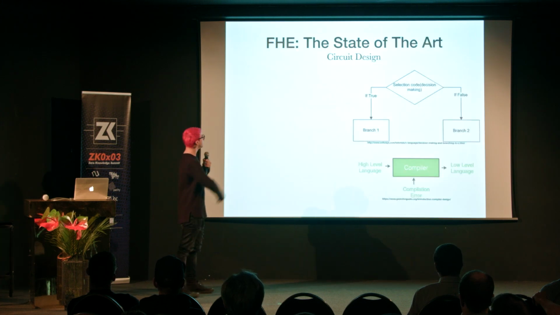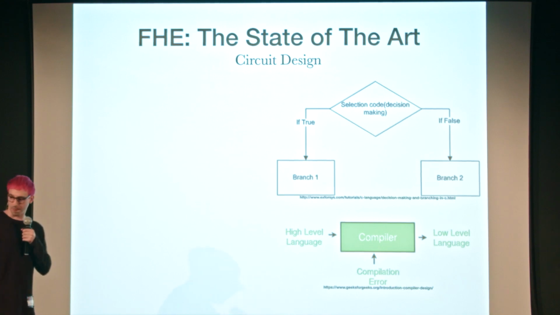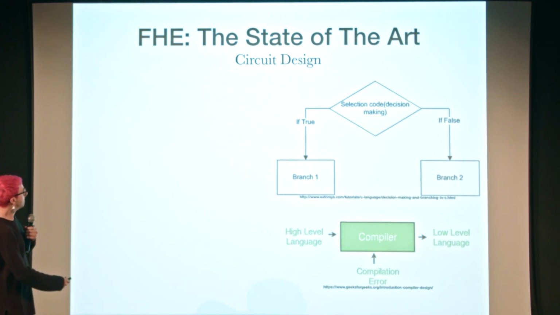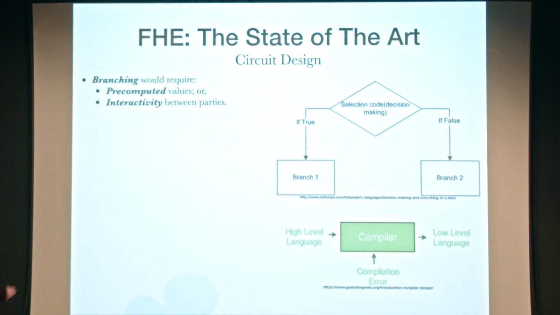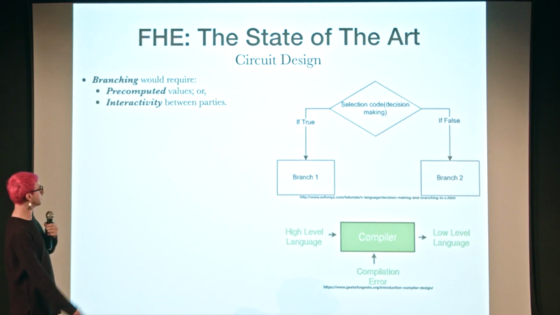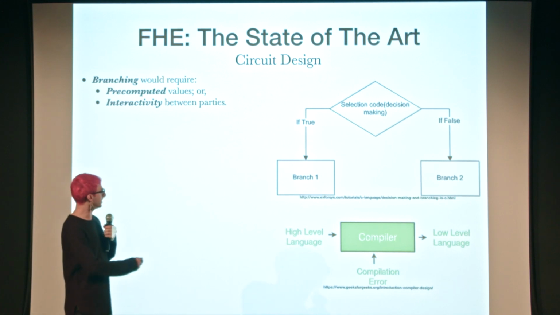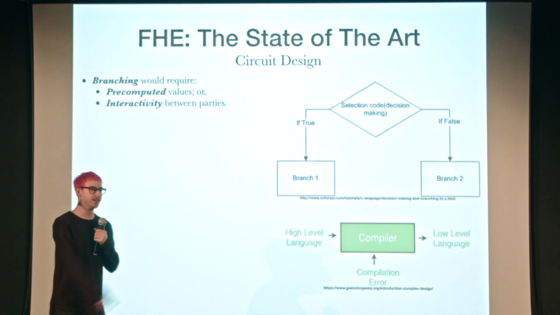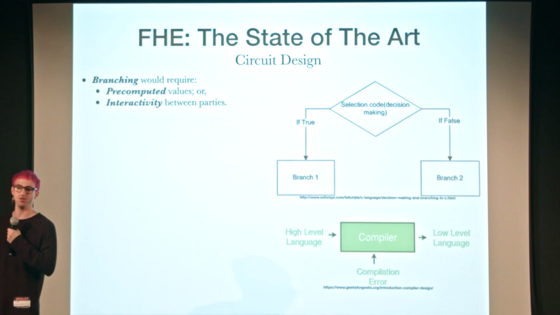So we'll go into circuit design. Like I said, branching would require pre-computed values or interactivity between parties. This kind of logic, if true, do this, if false, do this, absolutely not possible. To do that, it would break chosen plaintext attack security. Clearly, if you have some sort of logic that says, if this variable is this, then do that, of course you can't do that on encrypted data, right? It's encrypted, you don't know what the data is.